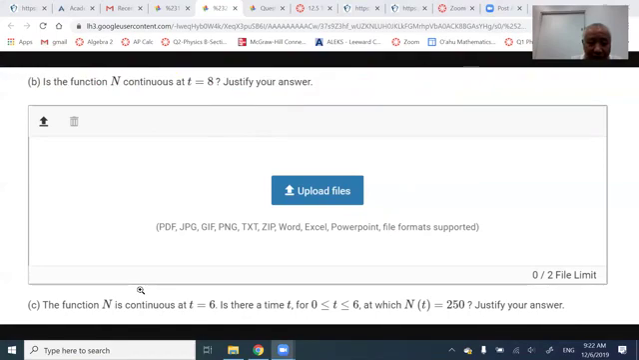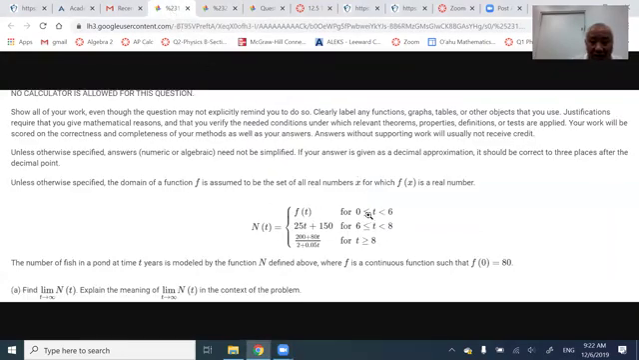First things first, they said n is continuous at t equals 6. What does that mean? From that given, we can immediately write down the equation: the limit as t approaches 6 from the left side of n(t) must be equal to the limit as t approaches 6 from the right side of n(t), and also must be equal to n(6). That's the one sentence they gave us, n is continuous at 6, which means you have this. No problem.